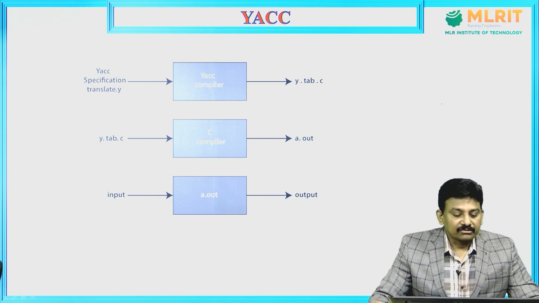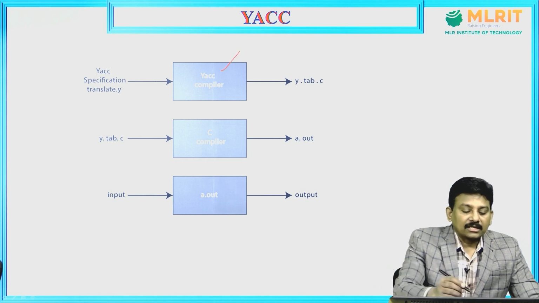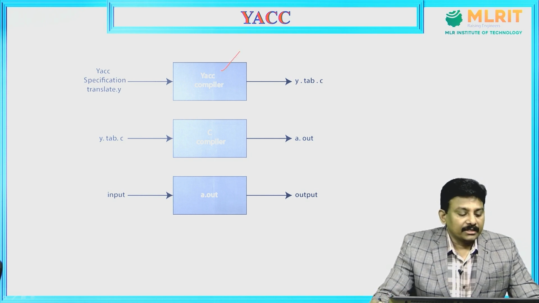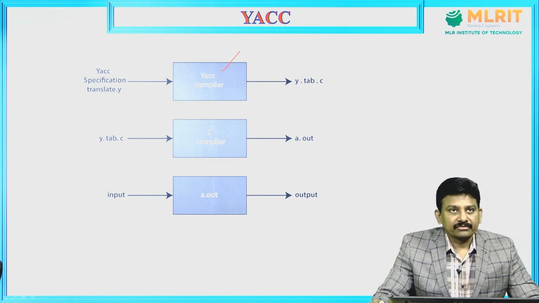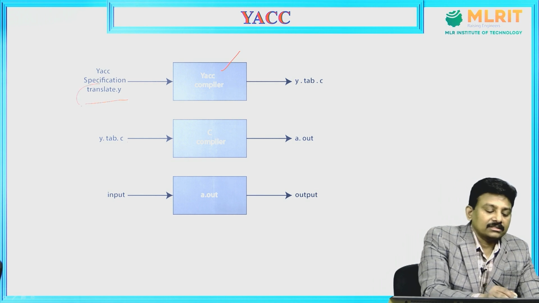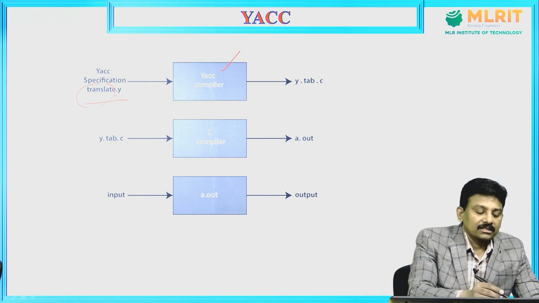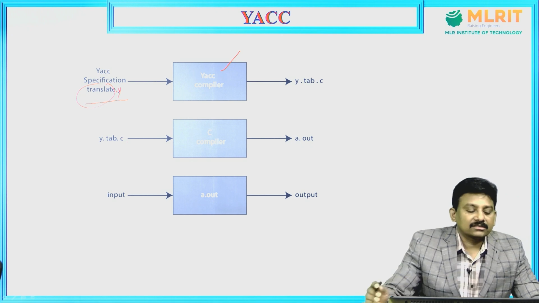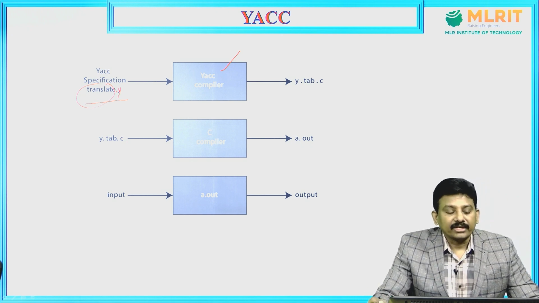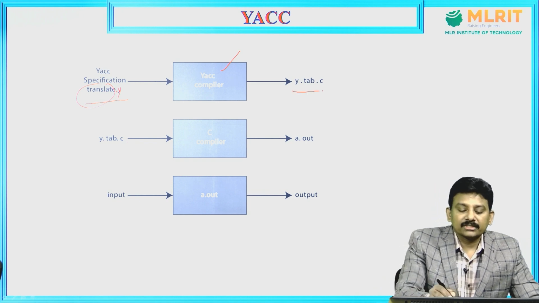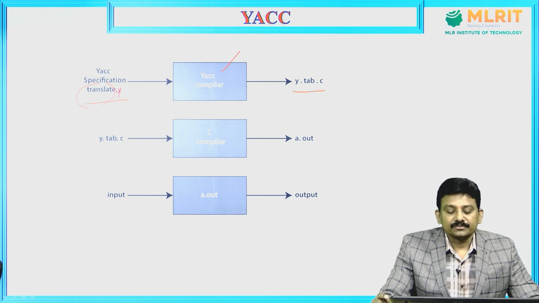This is the structure of YACC. YACC is a compiler. For this compiler, we have to give a YACC specification file. That file is translate.y. The file name can be anything, but the file extension should be .y. The .y indicates a YACC specification file, which is given to the YACC compiler as input, so that the YACC compiler produces a C program, that is y.tab.c. So, the YACC specification file is translated to y.tab.c.